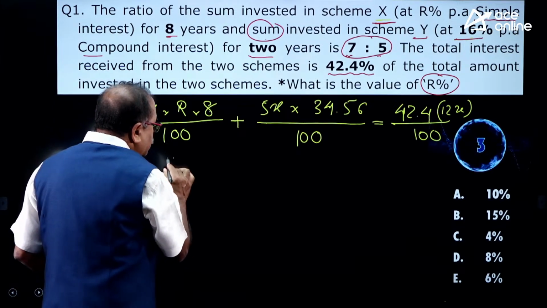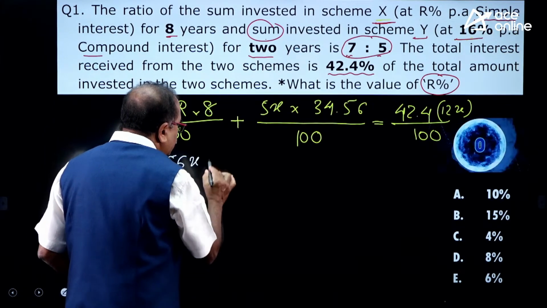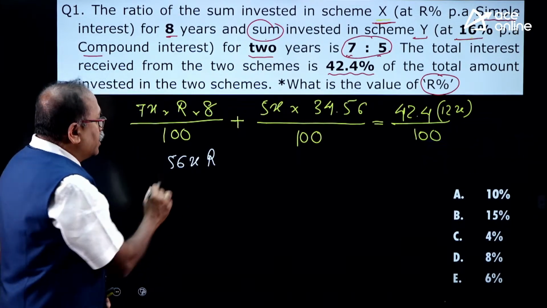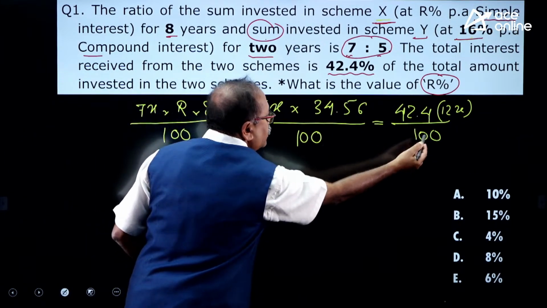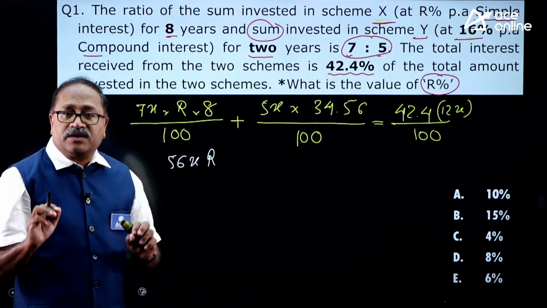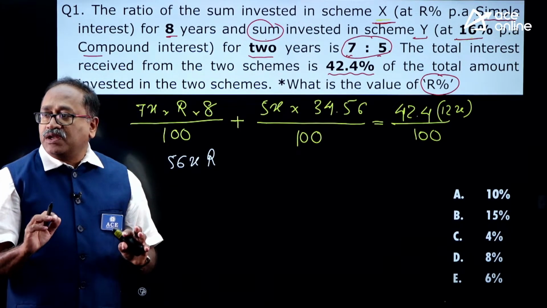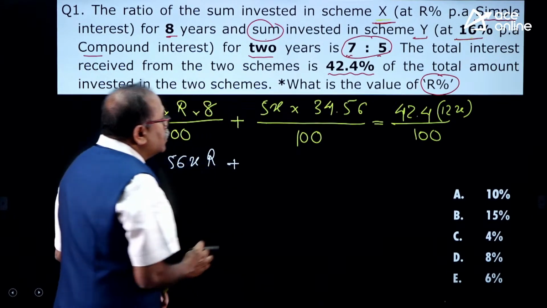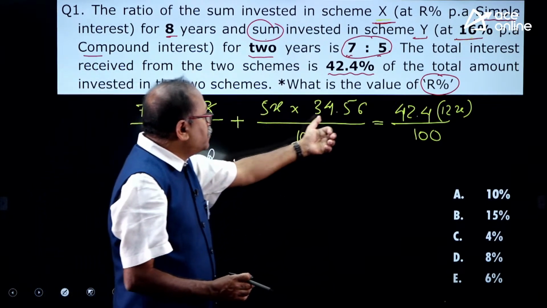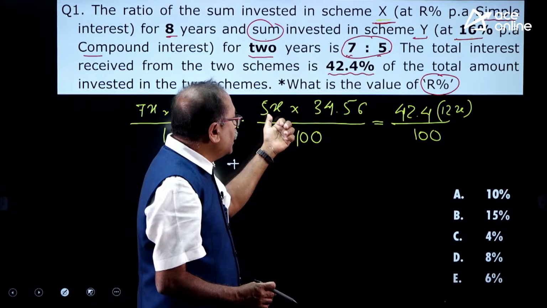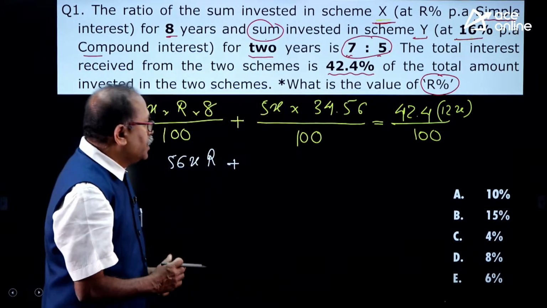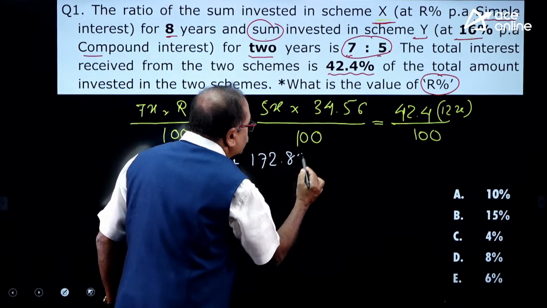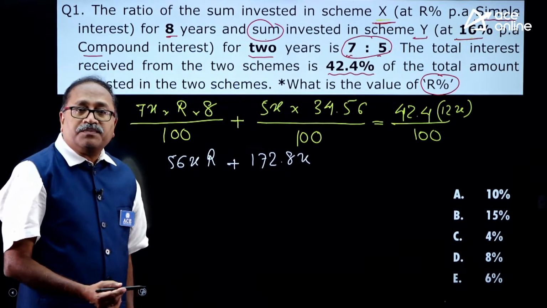My left hand side is 56 x and the capital R, right, and 100 in the denominator, 100 in the denominator over here, that will get cancelled. So, I do not need to worry for that. The next one plus, how about this one, that is 34.56 into 5, I am getting 172.8. So, plus 172.8x, am I right up to this?